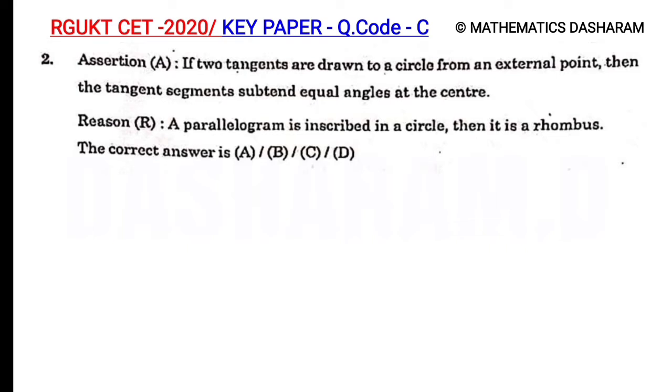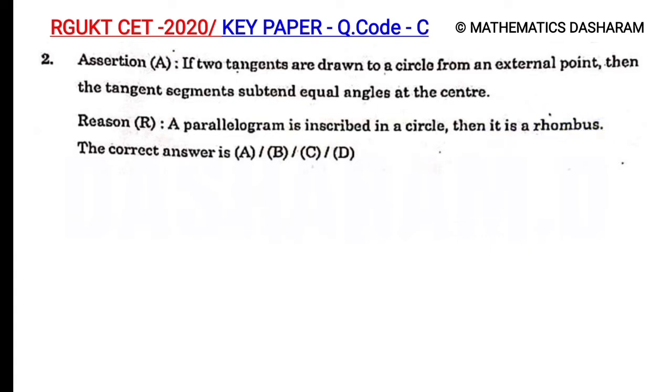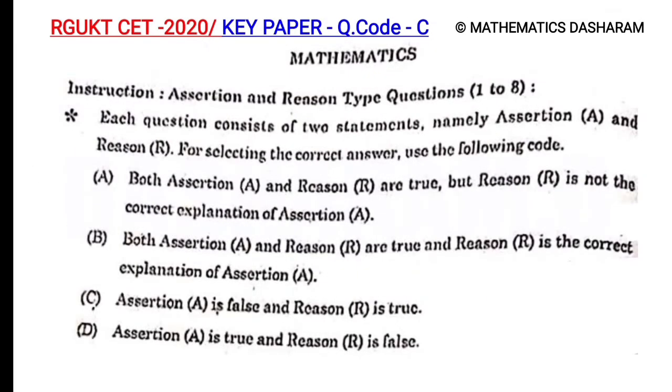Next, the reason: a parallelogram is inscribed in a circle. A parallelogram inscribed in a circle, then it is a rhombus. That is wrong. It will become a rectangle. So, which option is correct now? Assertion A is true and reason R is false. So, option D is correct.